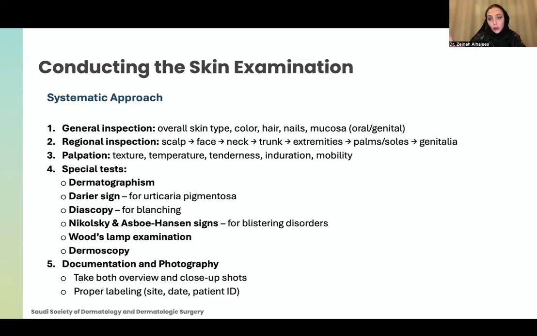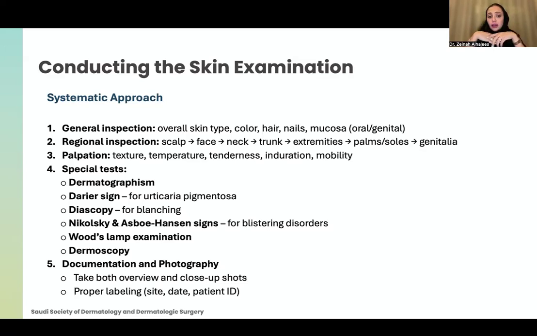Why is palpation important? Because different lesions present with different depths. And you won't be able to appreciate it as much unless you palpate it. And we're going to talk about the different primary and secondary lesions based on palpation. But you want to look at the texture. You want to feel the temperature. Is it tender? Is it not? Is it hot? If it's an elevated lesion, is it mobile? Is it stuck? Is it fluctuant, etc.? And we'll talk about all these in a bit.